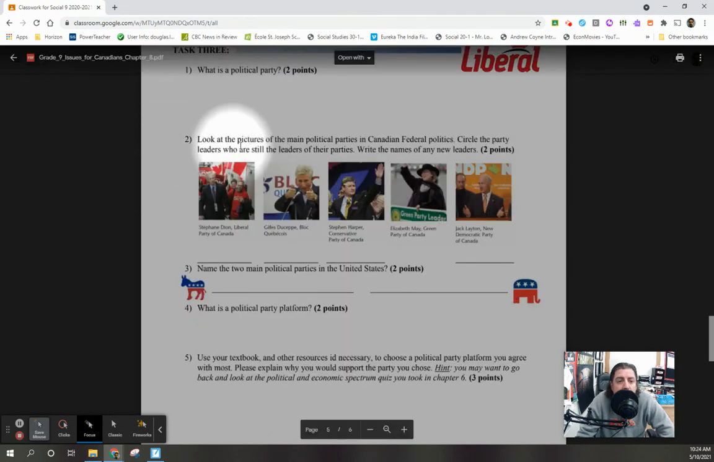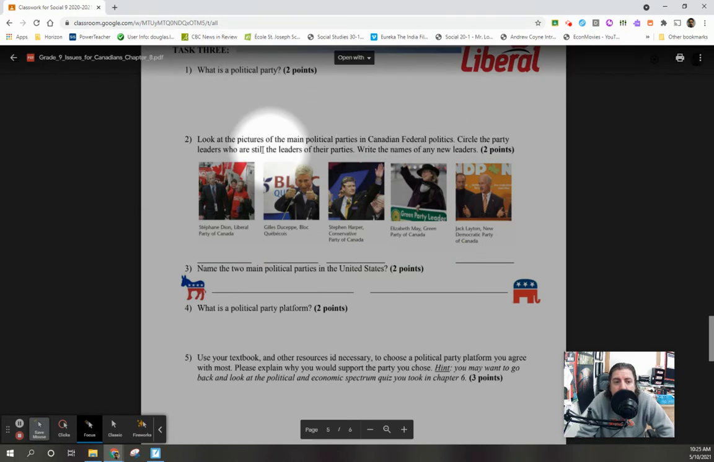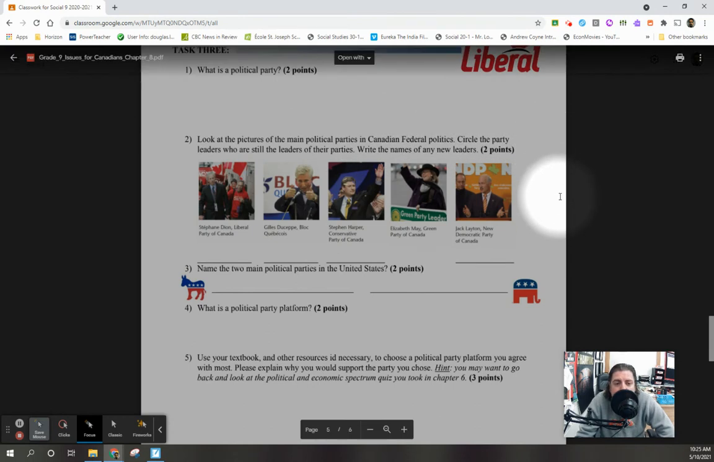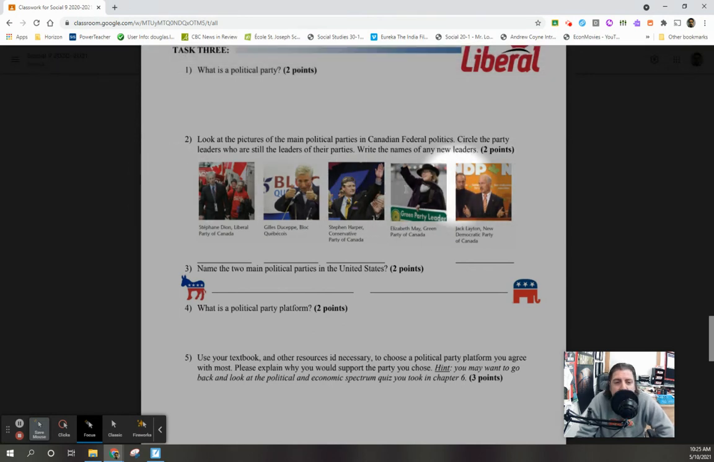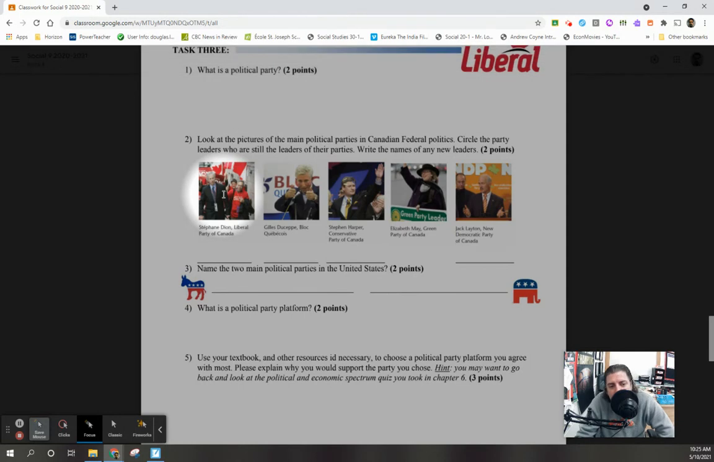It says, look at the leaders of the main political parties in the Canadian federal politics. Circle the party leaders who are still leaders of their parties and write the names of any new leaders. Well, I'm going to give you a little bit of a hint. I don't think any of these individuals are still the present leaders of their parties. Okay. Obviously, Stéphane Dion is not leader of the Liberal Party right now. You should know who the leader of the Liberal Party is. And then for the other individuals, you're going to have to look them up.